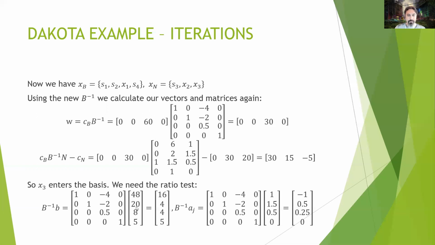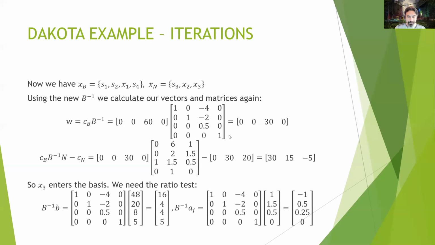To do that, I have to find the new right-hand side values. Okay, all I have to do is just multiply these two matrices and get these values. Now, 16, 4, 4, 5 are my current right-hand side values. Now, these right-hand side values are for these sets. When S1, S2, X1, and S4 are ordered like this, we get these right-hand side values, which means S1 is equal to 16, S2 is equal to 4, X1 is equal to 4, and S4 is equal to 5.